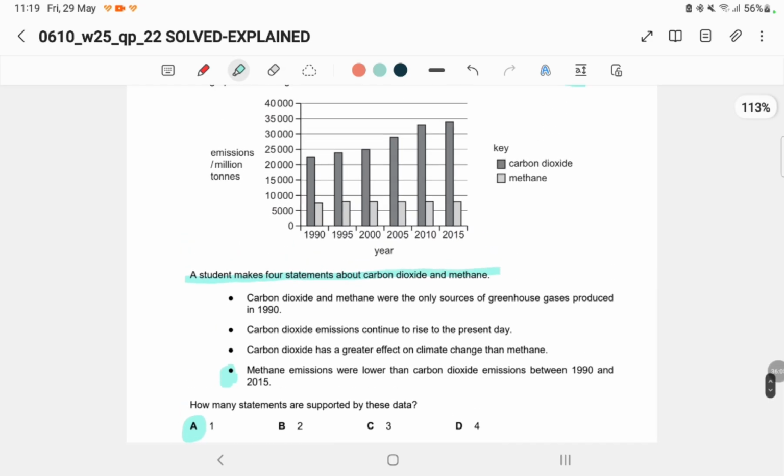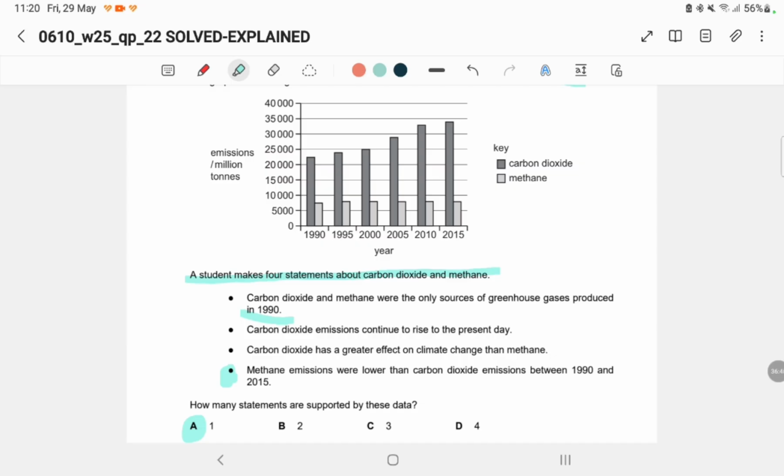First of all, before answering these types of question, I just want to give you some advice. In answering such questions, you need to look into the graph. Observe the graph itself. I don't want you to get your information from your knowledge. Just forget what you have learned. Focus on the graph. It's telling you here, carbon dioxide and methane were the only sources of greenhouse gases produced in 1990. If I use my knowledge, I will say no, of course, they were not the only sources in 1990. But in the graph, they were the only sources, right?